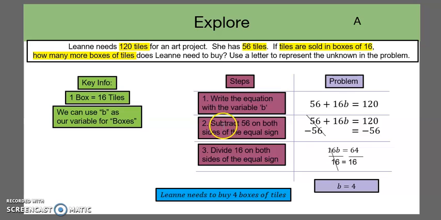Here we want students to subtract 56 on both sides, and remember, we want to allow them to think about the variable is always the last thing we need to get rid of, so we do the inverse operation and subtract 56 on both sides. In the next step, we're going to divide 16 on both sides, and from there we would get B is equal to 4. And we can write a little statement on the bottom. Leanne needs to buy 4 boxes of tiles to complete her art project. We're going to look at another question.